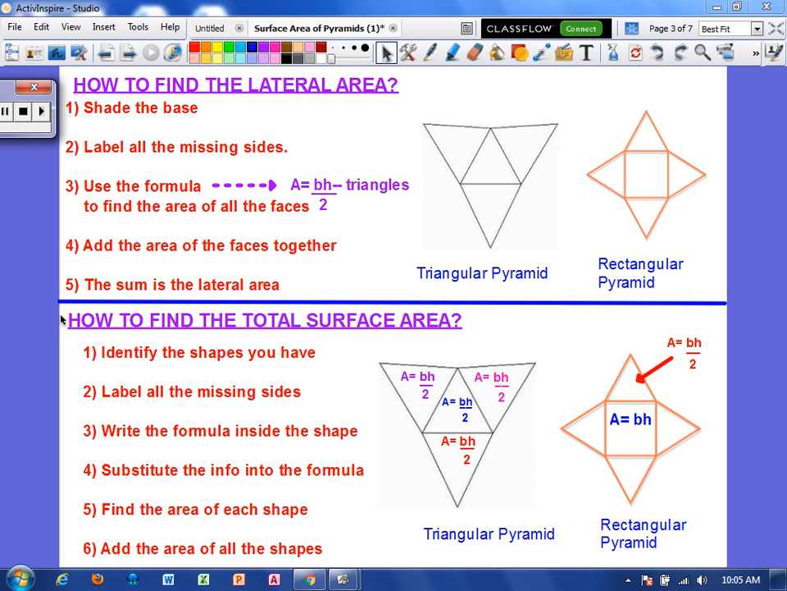Okay, so let's review. Lateral surface area means we are only finding the area of the faces and we are excluding the base. So if we had a triangular pyramid, the base, and here's the cool thing about pyramids, the base is always right in the middle. So I would just mark that out. We're not concerned about finding its area. If it's a rectangular pyramid, mark out the rectangular base in the middle. We are not concerned about that area. Then we would just find the area of each face and add them all together. Total surface area means that we are now going to include the base as we are finding the areas.